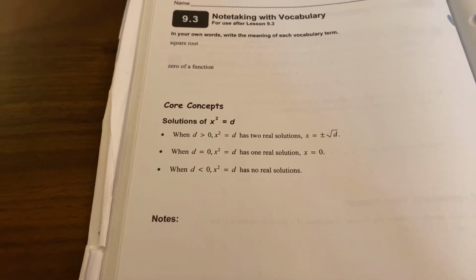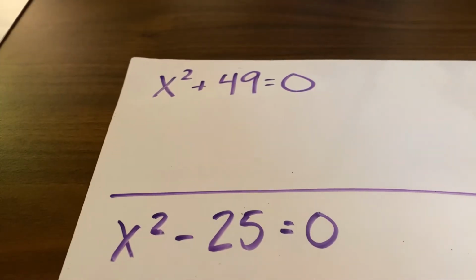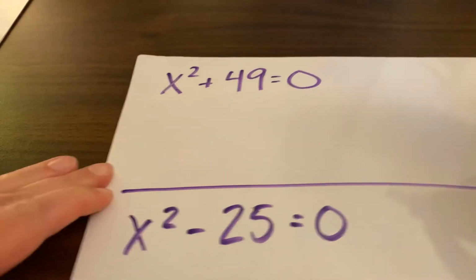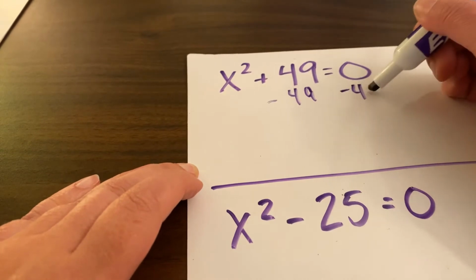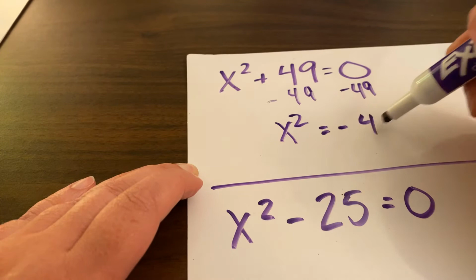Let's do some practice problems and show you how this works. So we'll start with x squared plus 49 equals 0. So you want to get the x squared by itself. So we start by subtracting 49 from both sides. And so you get x squared equals negative 49.